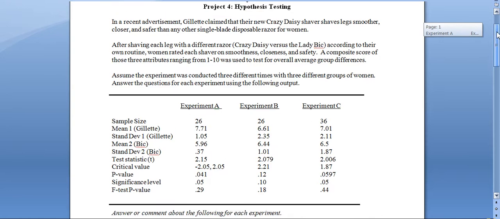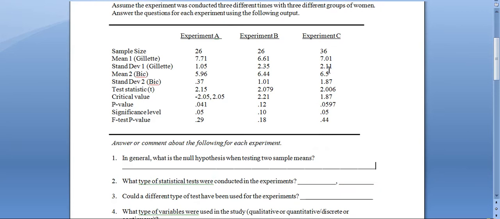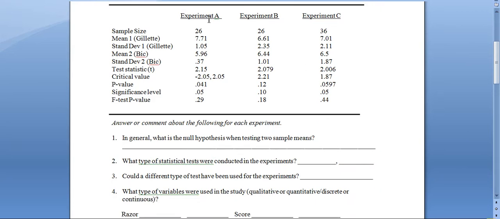And they took a group of women and had them shave each leg, and then they rated them. So there was a composite score rated on smoothness, closeness, and safety. And we see the results here. So experiment A was, again, just one experiment with 26 women in it. And the mean for the Gillette group was given, 7.71. And you'll see the mean for the Bic group, 5.96.